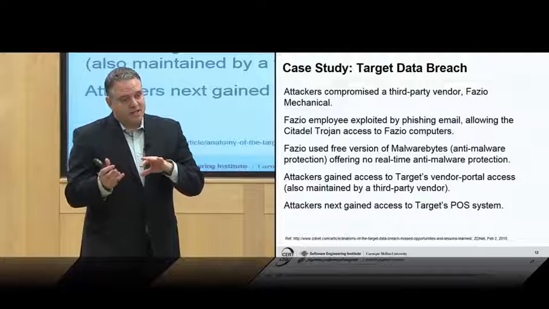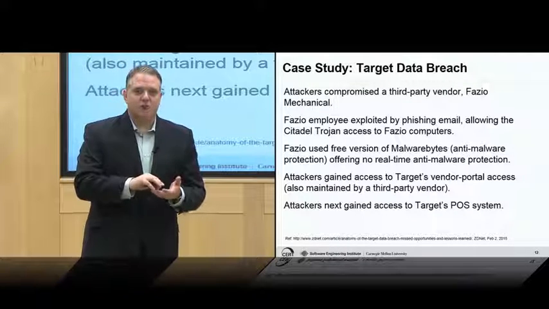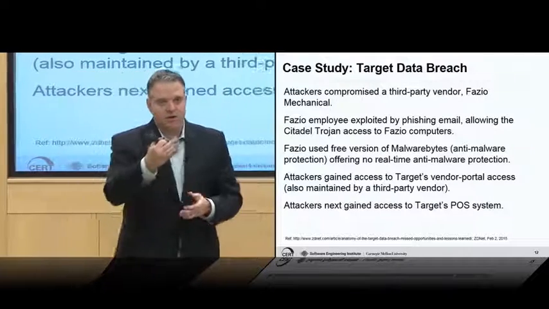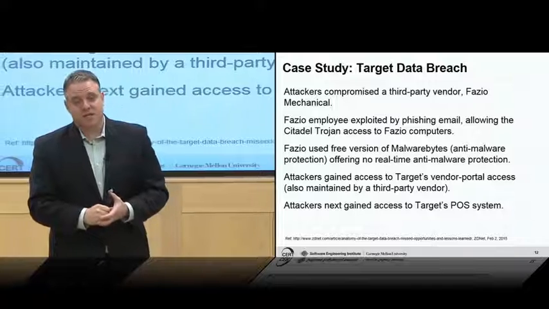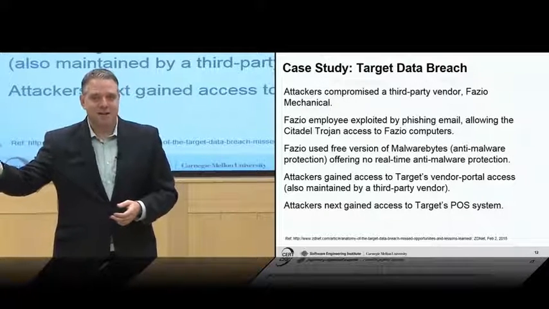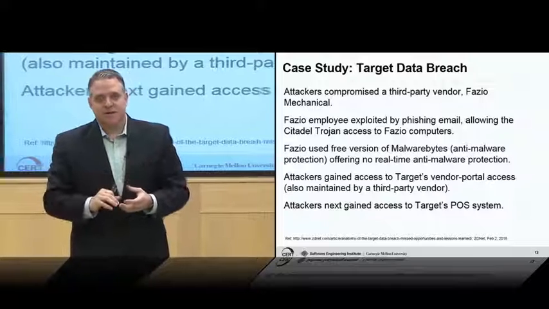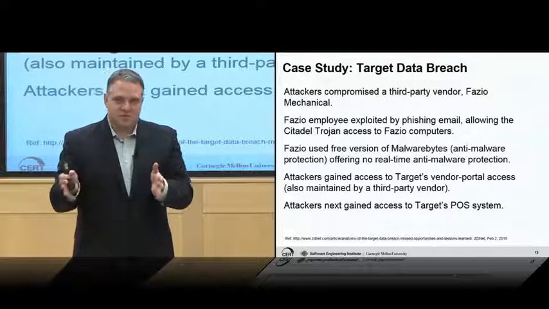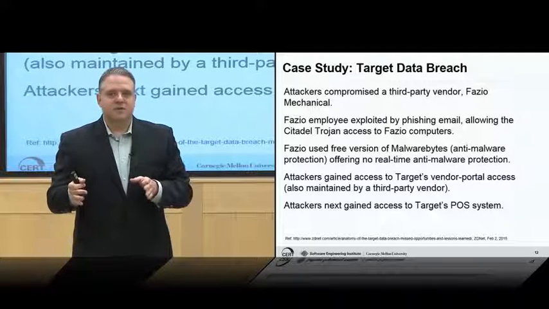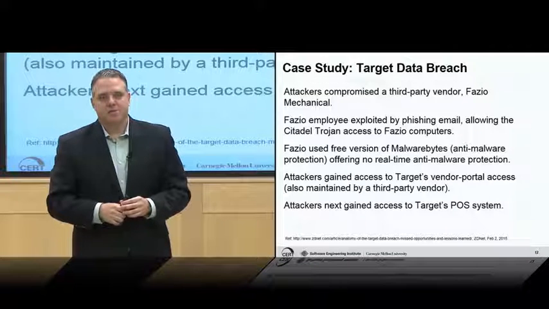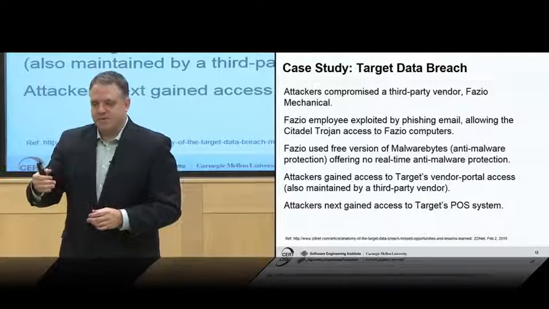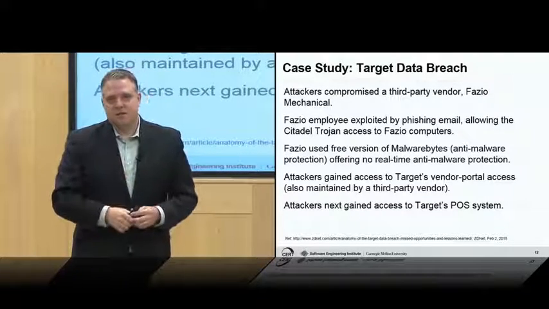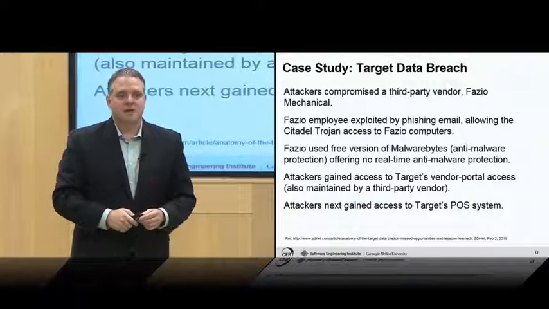And essentially, the attackers gained access to Target through that vendor portal, a vendor portal that Target had set up for this mechanical company. Interestingly enough, that portal was also maintained by a third party. So you see this complex web of vendors and third-party providers that's all interwoven together, and understanding the risk from that is really not trivial, but that's why you have a vendor management program. But then the attackers jumped through that vendor portal and into the point-of-sale system within Target, and that's where the PII and PCI data compromise actually occurred.